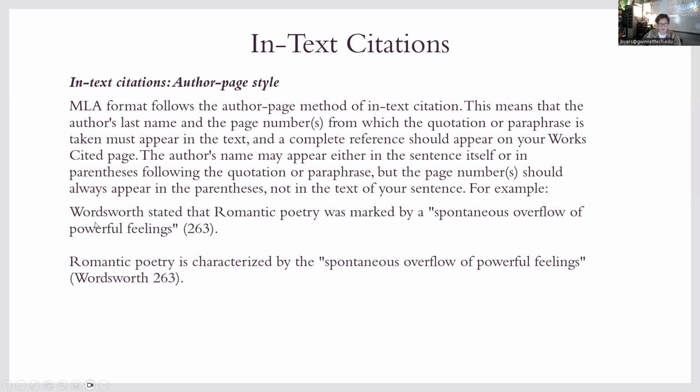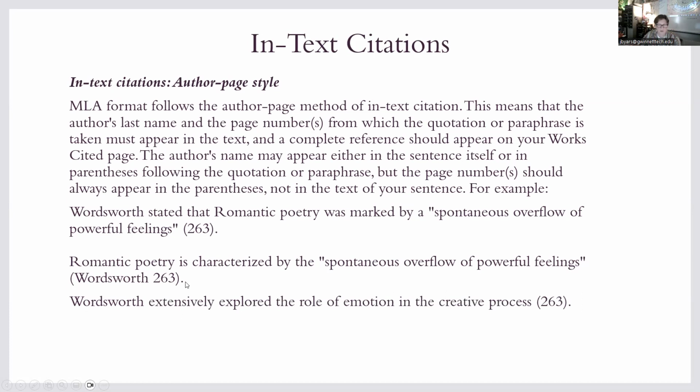Now, if you don't want to mention the author's name in the sentence, then you can just write the sentence. Romantic poetry is characterized by the spontaneous overflow of powerful feelings, and then put in the parenthetical citation the author's last name, who said that, and the page number, if it has a page number. You can also just not quote them directly, but summarize what they say and still give them credit. Wordsworth extensively explored the role of emotion in the creative process. Okay.